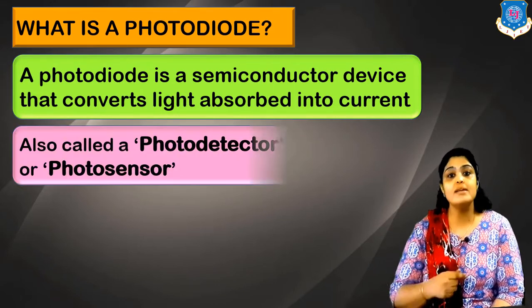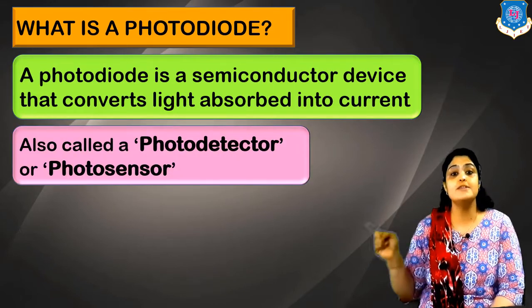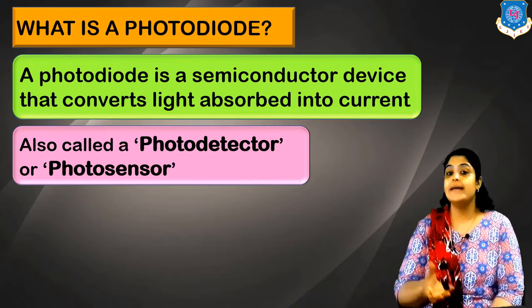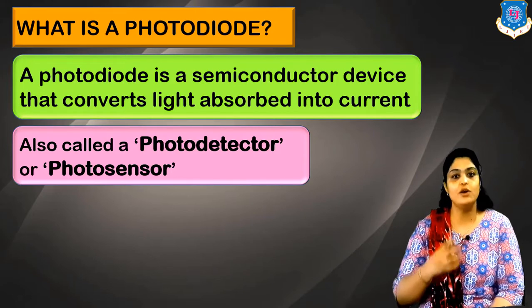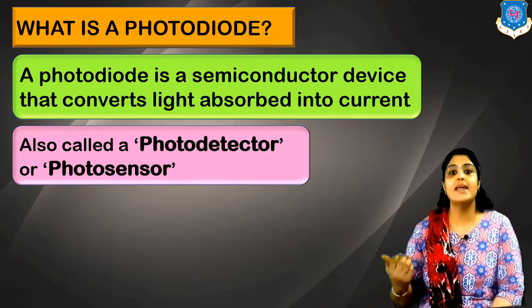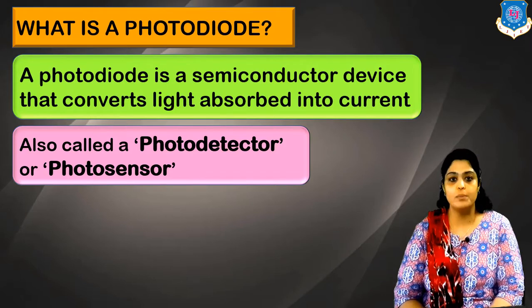And this is the only reason that this device is also known as a photosensor, or a photodetector. It senses the presence of light, or it detects the light. And how do we know that? Because it gives current as an output.